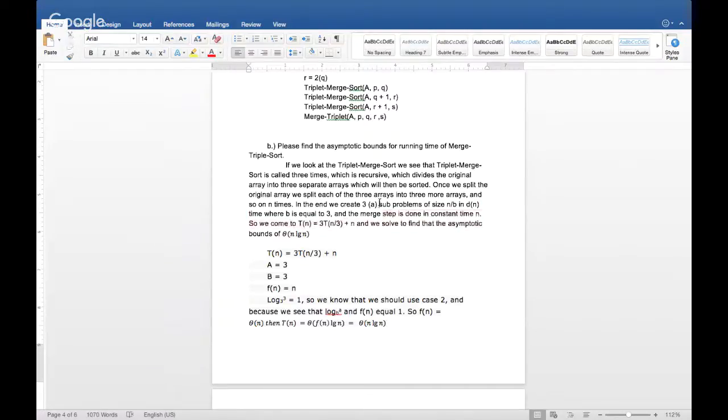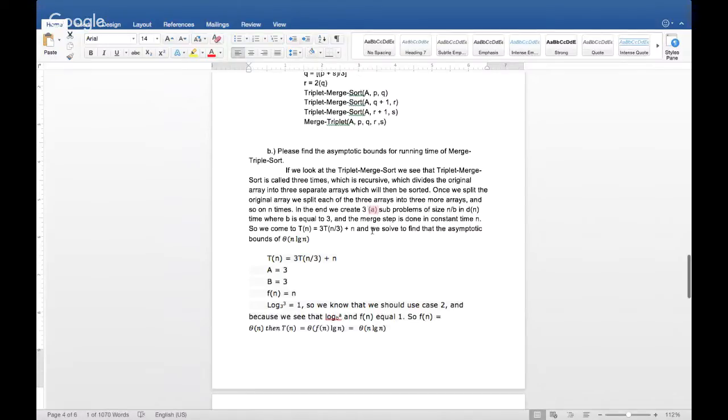So what I mean by a here is that a is just in the function, the formula we're familiar with. I just want everyone to know that this is where a comes from, and this is where b comes from. So in the end, we create 3 subproblems of size n/b. So this b is equal to 3 as well, and the merge step is done in constant time. So that's how we come up with these numbers here.